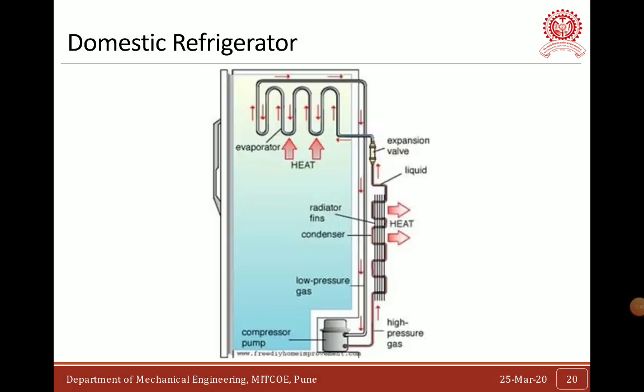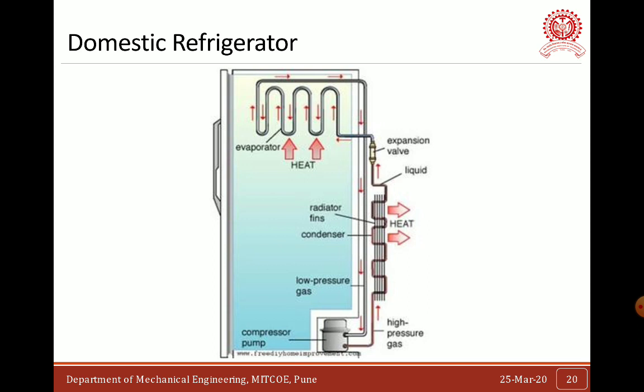One more diagram I will show you. So this is how the domestic refrigerator is. If you look at the domestic refrigerator at your home, at the lower back side you will find a black colored hermetically sealed compressor. It makes some small noise also, so we are used to that noise, but you can hear it if you listen carefully in your kitchen.